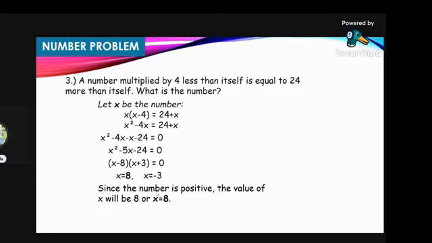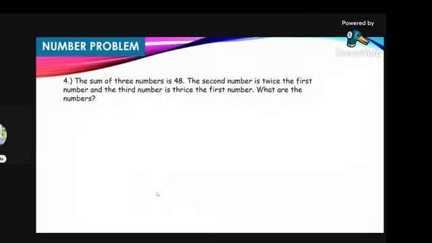The sum of three numbers is 48. The second number is twice the first number, and the third number is thrice the first number. What are the numbers? Okay, again, the sum of the three numbers is 48. The second number is twice the first number, and the third number is thrice the first number. What are the numbers?